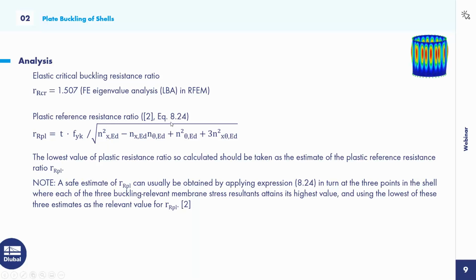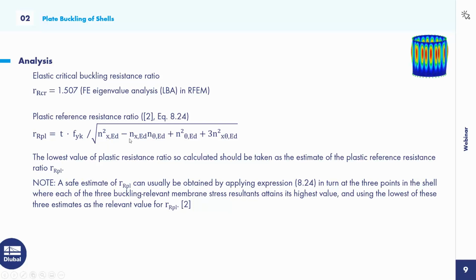Then we see equation 8.24. If it is not possible to do an M&A calculation, it's allowed to derive the plastic reference resistance from a linear shell analysis. That's the text from the code.